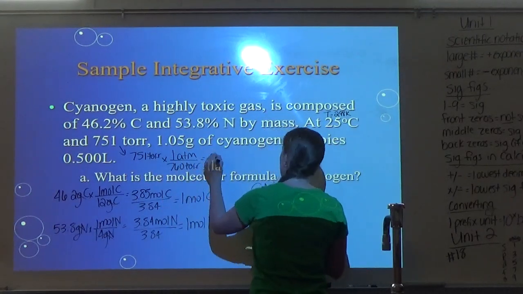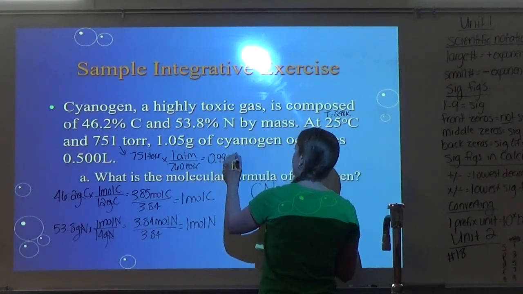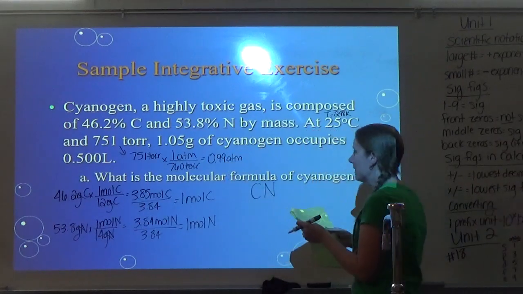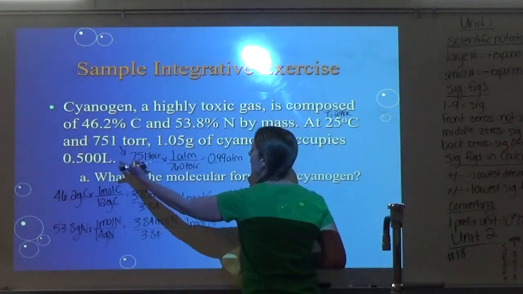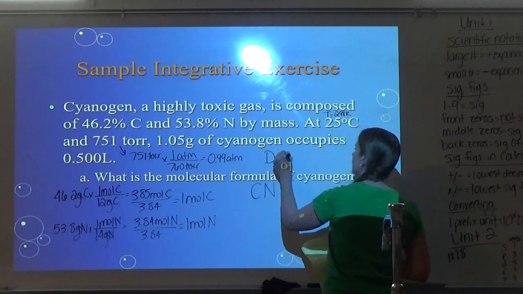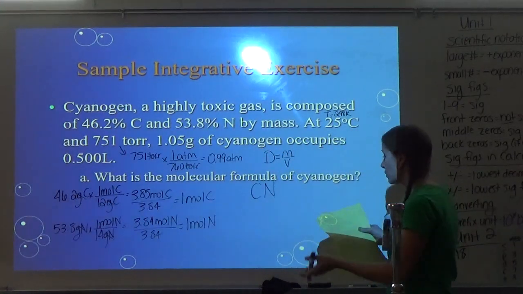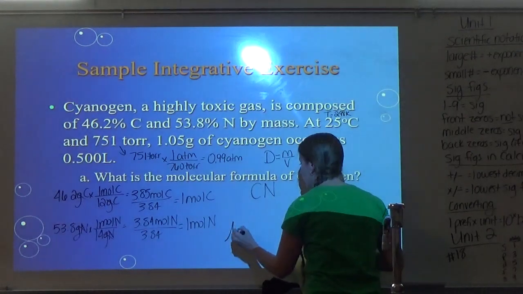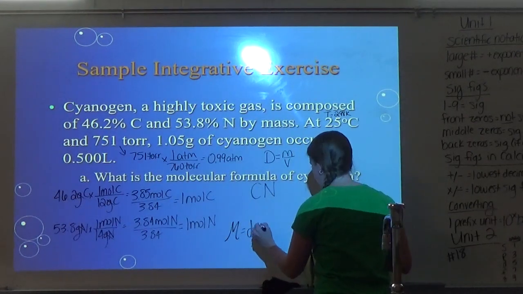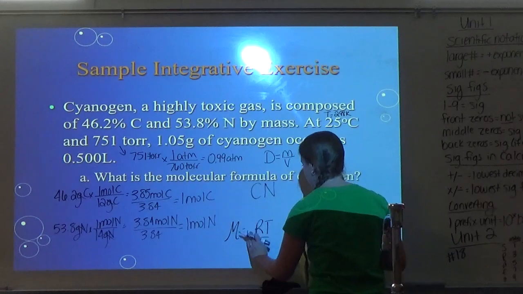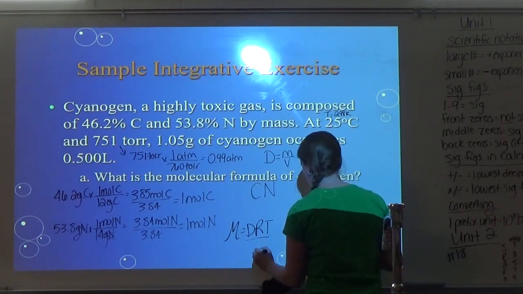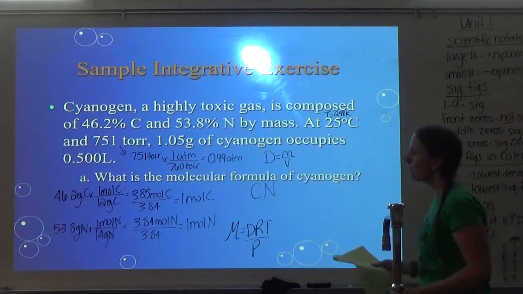So I got a pressure of 0.99 ATM. All right, and then I used my grams and my volume to get density, because density is mass over volume. Because remember, what we need is molar mass. So we're trying to use this formula right here. Molar mass is density times R times T over P. That's the formula we're trying to use.